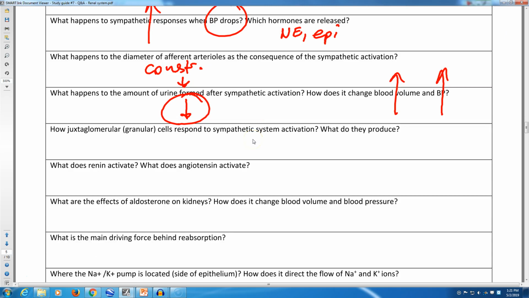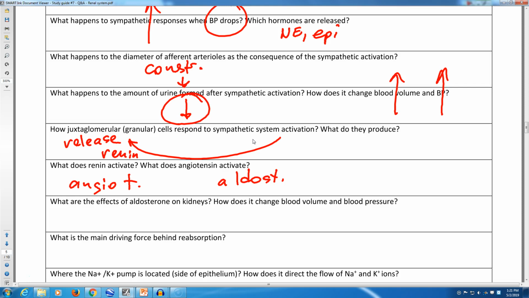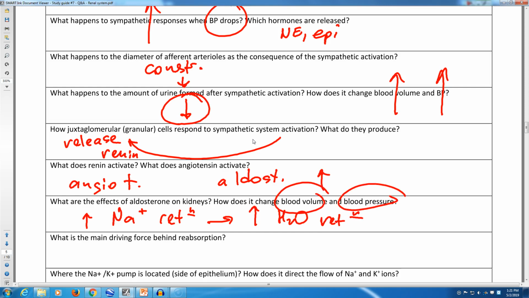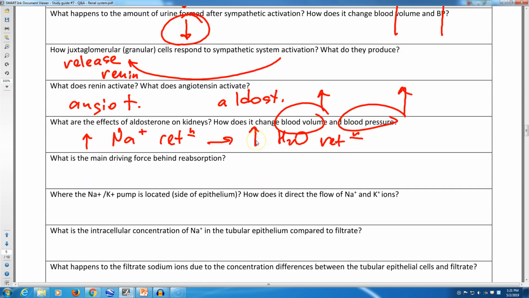So, activation of the sympathetic system leads to the release of renin. Renin activates angiotensin. Angiotensin activates aldosterone. Aldosterone increases sodium retention. That increases water retention. Blood volume goes up. Blood pressure goes up as the result.